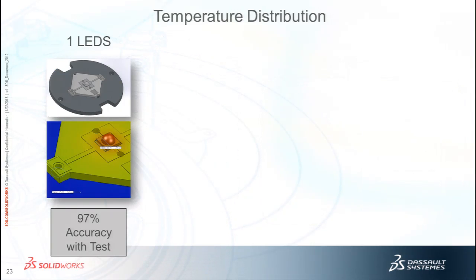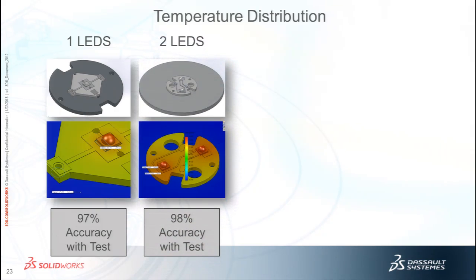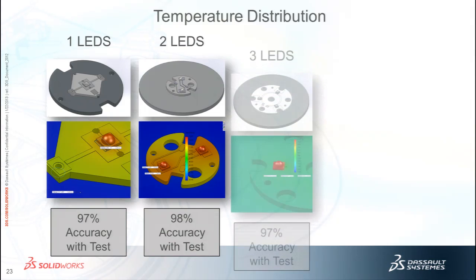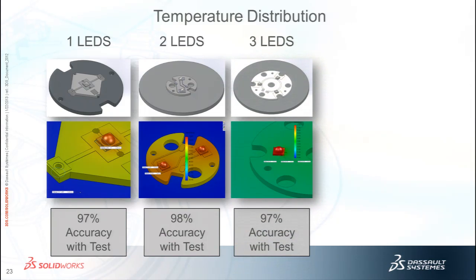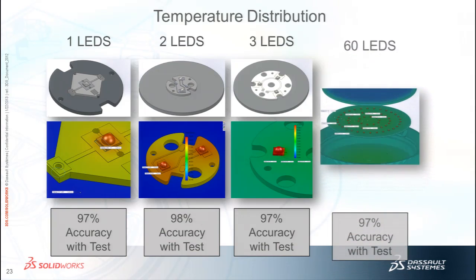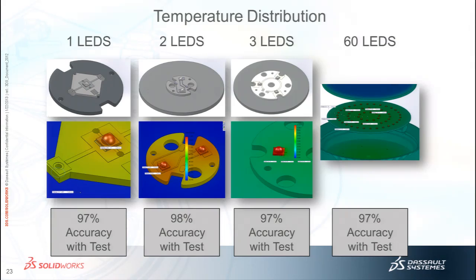Okay, these are the results. This result is comparing simulation temperature with full scale test. For one LED, we got 97%. For two LEDs, 98%. Almost 100% for every model: 1, 2, 3 LEDs and 60 LEDs. So we were shocked at the beginning when we saw this, because it's not so usual to have 100% precision, right?